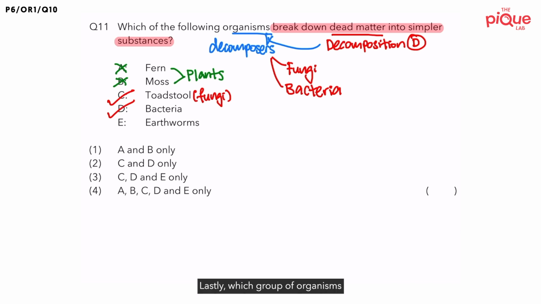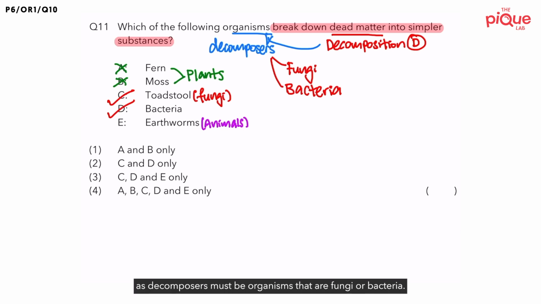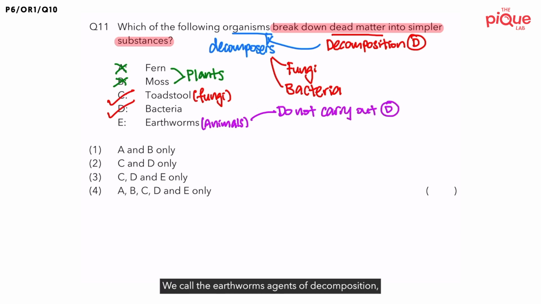Lastly, which group of organism does the earthworm belong to? We classify earthworms under animals. Since earthworms are neither fungi nor bacteria, is it a decomposer? Earthworms are not decomposers, as decomposers must be organisms that are fungi or bacteria. So why is it that when we see a question on decomposition, we see that earthworms are commonly brought up? Actually, earthworms also participate in the process of decomposition, but they do not carry out decomposition. We call the earthworms an agent of decomposition, which also means helper of decomposition.